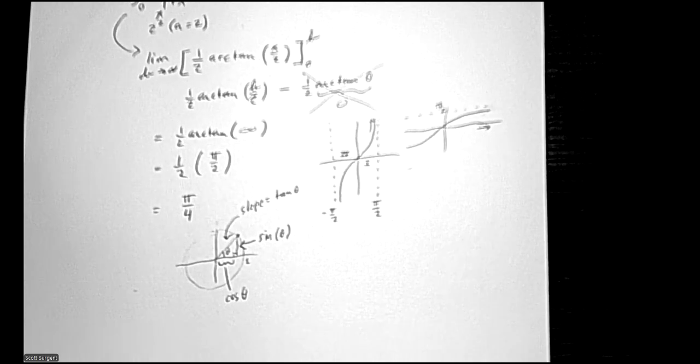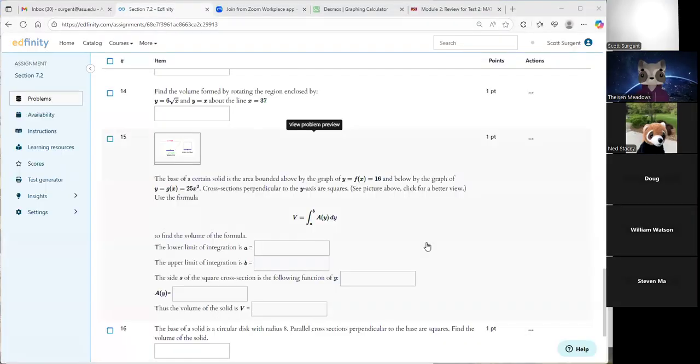All right. So 7.2, number 15. The base of a certain solid is the area bounded above by the graph of 16 and below by the graph of 25x squared. Cross sections perpendicular to the y-axis are squares.